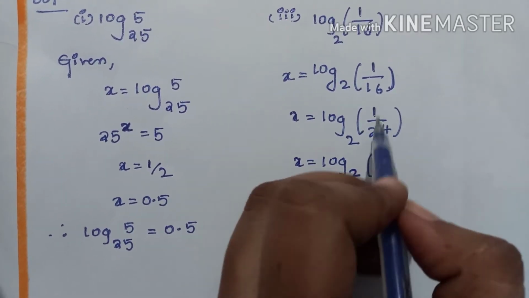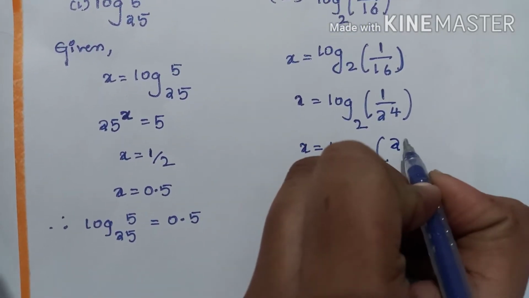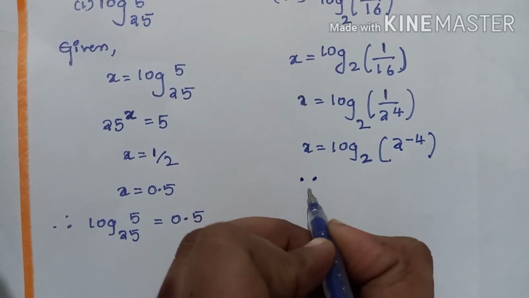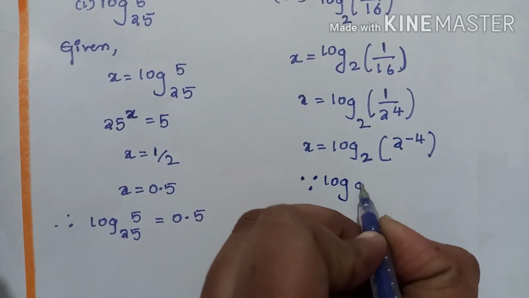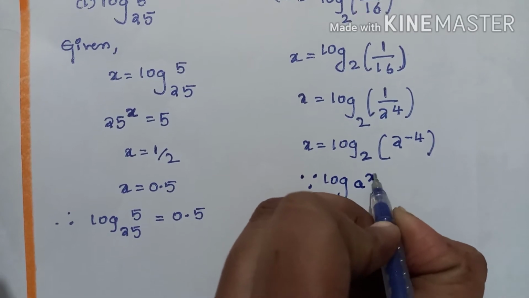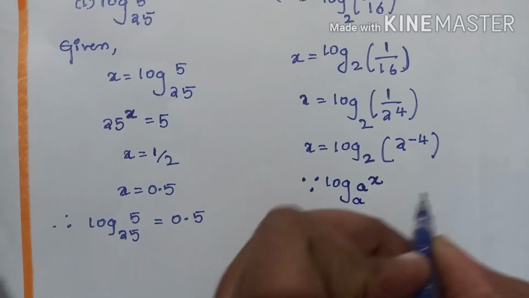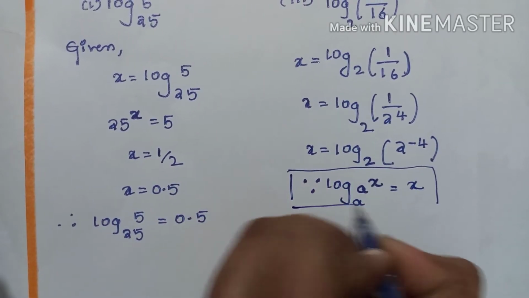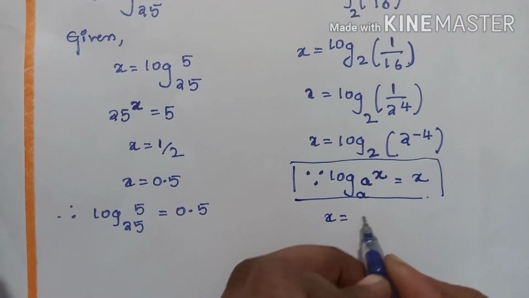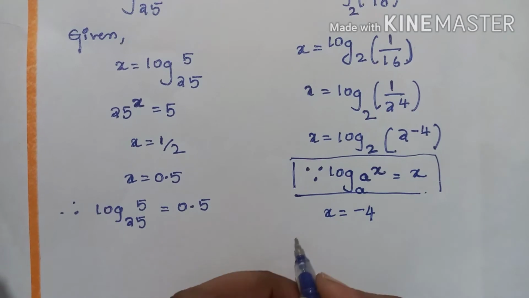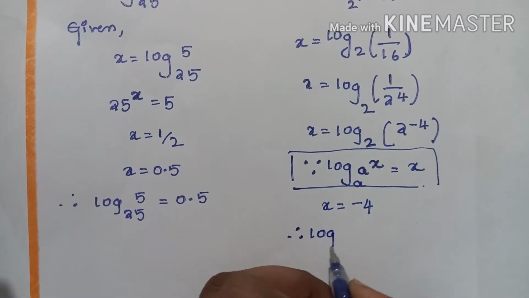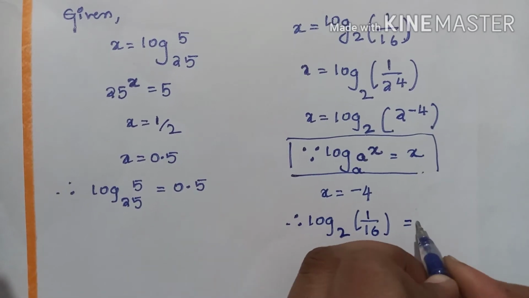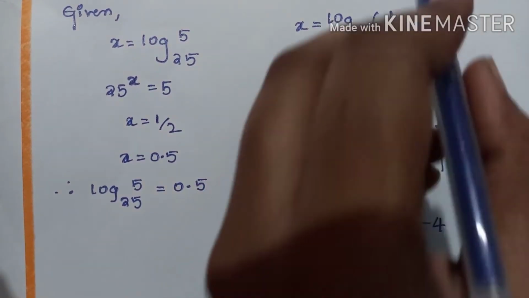If it goes to the numerator, it becomes 2 power minus 4, and we know the property that log a^x to the base a is x. Using this property, now this becomes directly minus 4. So therefore log 1 by 16 to the base 2 is minus 4, and this is the answer for the third one.